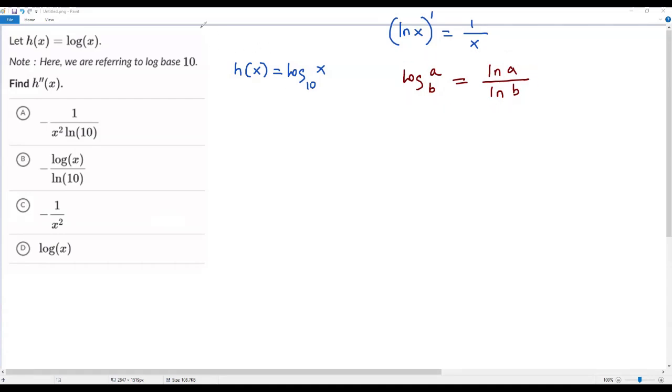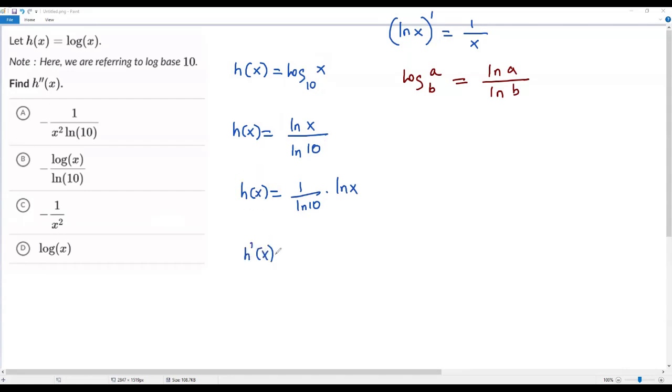The same thing I have to do here in this log x to the base 10. So let me write h of x equals two natural logarithms in a fraction. For the natural logarithm in the numerator, I consider this x as the argument. And for the natural logarithm in the denominator, I consider this base 10 as the argument. Then I'm getting ln 10. So h of x equals, here we can write this denominator ln 10 as 1 over ln 10 times ln x.